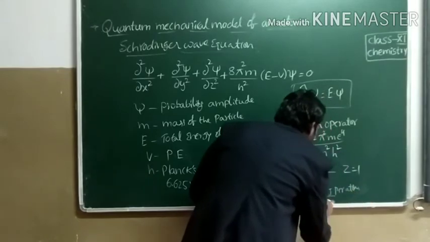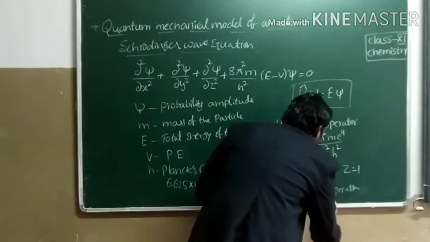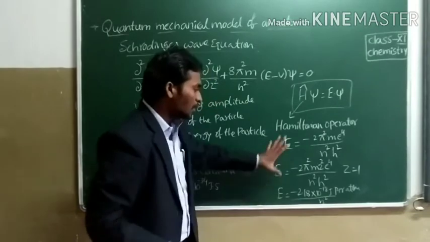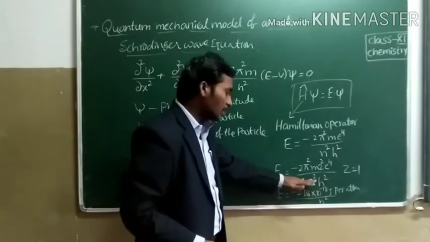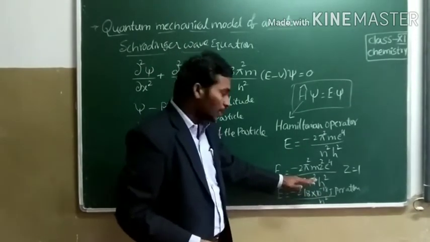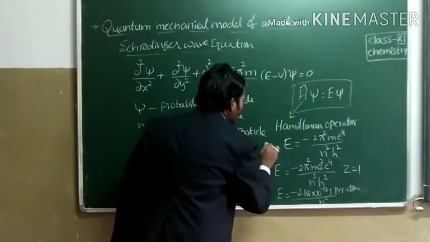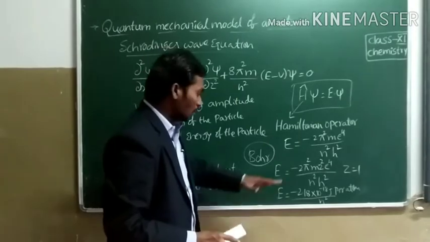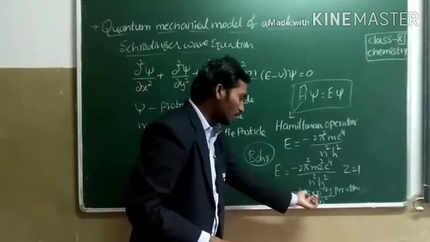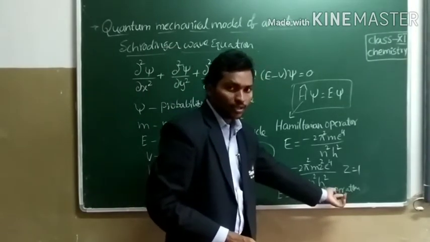Joule per atom by n square. Observe both the equations; this one was derived by Niels Bohr. This is Bohr's equation from his atomic model. According to Bohr's equation, this is the energy of the electron in the hydrogen atom.